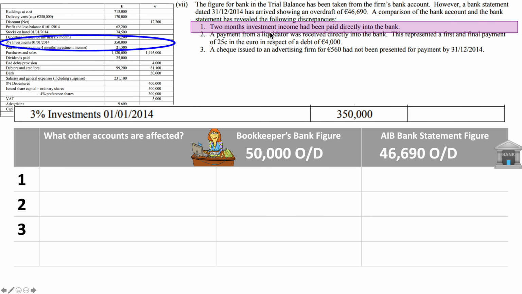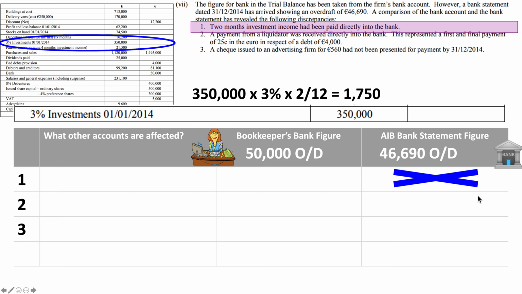So 2 months investment income was paid directly into the bank. We look for the investments, see how much they are. The 350,000 investments by 3% by 2 months works out to be 1,750. It was paid directly into the bank, so AIB already know about this. Their bank figure doesn't need to be adjusted. When 1,750 gets paid into the bank, that is going to reduce the bank overdraft figure there.